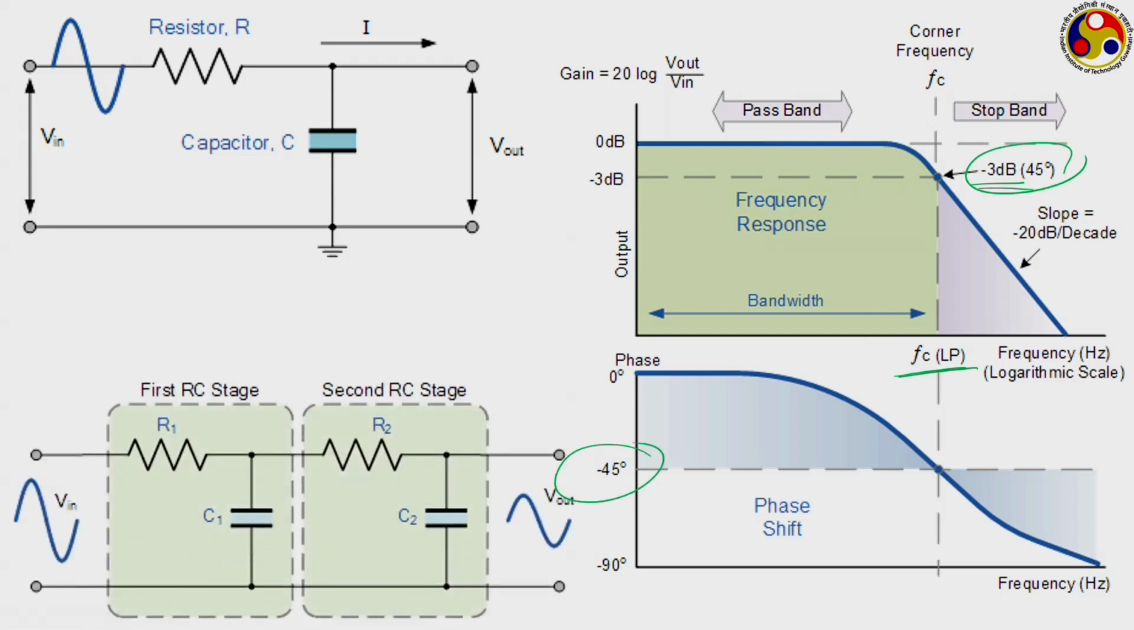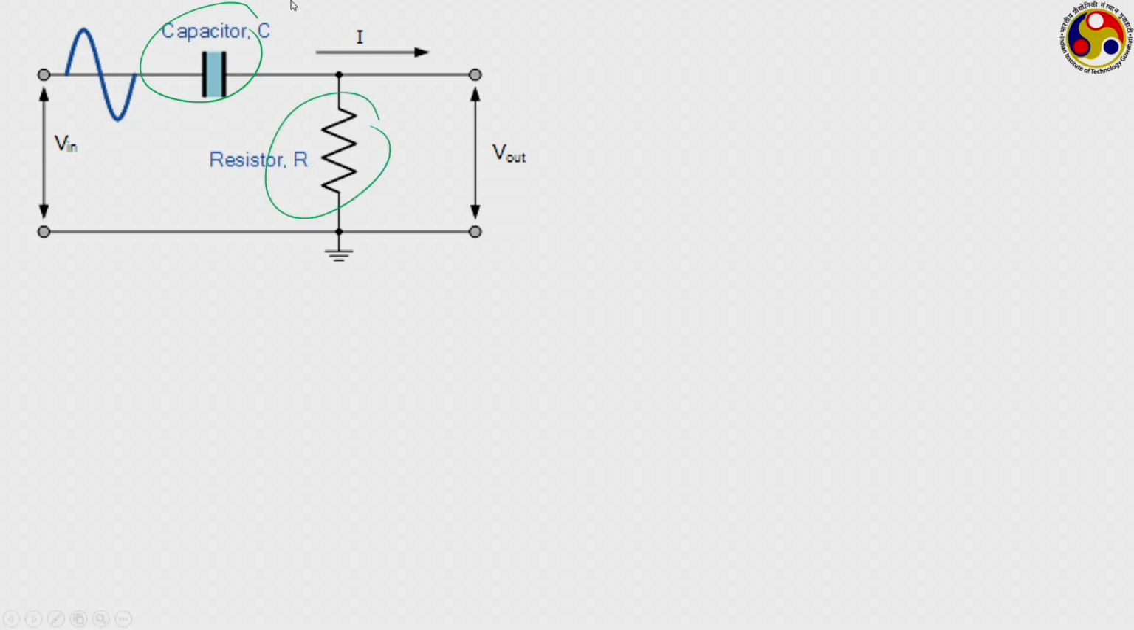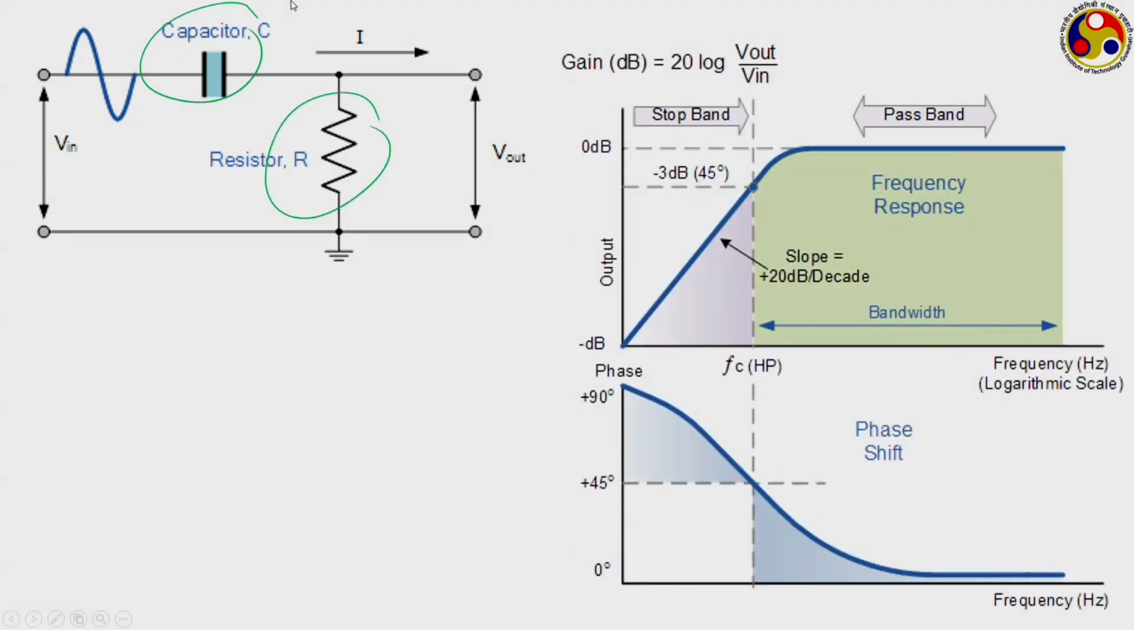If required, we can combine several RC stages to reduce frequencies even further. Just look at the orientation. I have resistor first and then the capacitor. If we change this, with capacitor first in the line and resistor in the parallel circuit, we have a high pass filter. Everything below this fc is stopped and the frequencies after that are allowed.